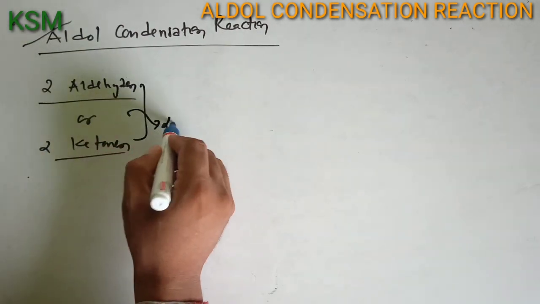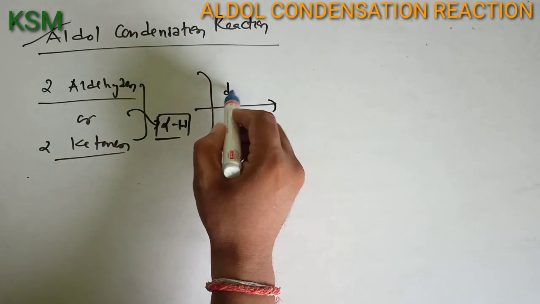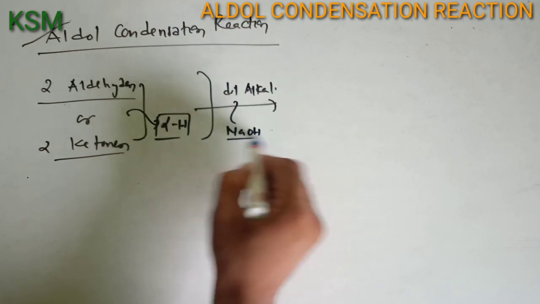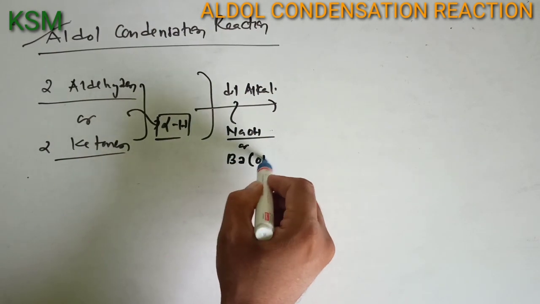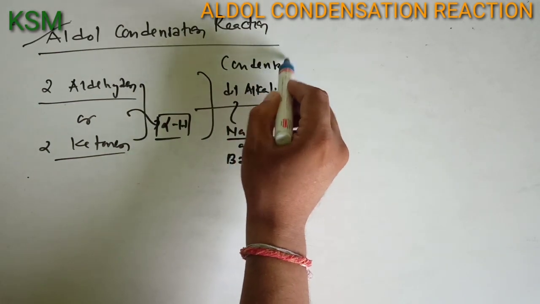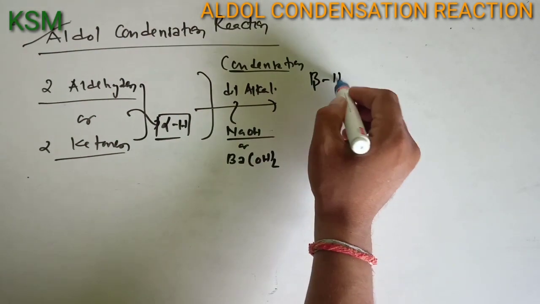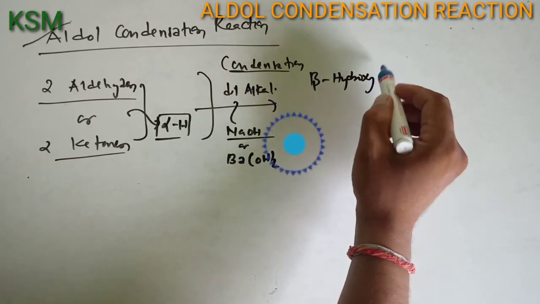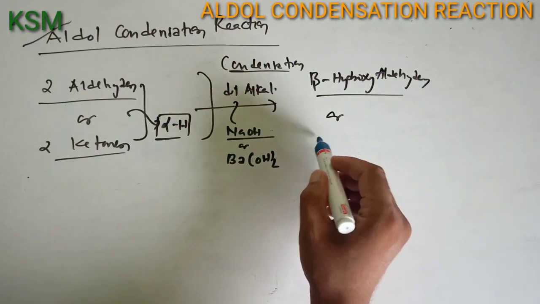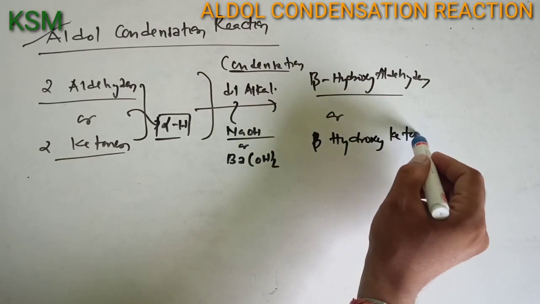having the presence of alpha hydrogen atom, in the presence of dilute alkali, that is your dilute sodium hydroxide or dilute barium hydroxide, undergo condensation process, and if it is an aldehyde it forms beta hydroxy aldehyde. If it is a case of ketone, it forms beta hydroxy ketones.